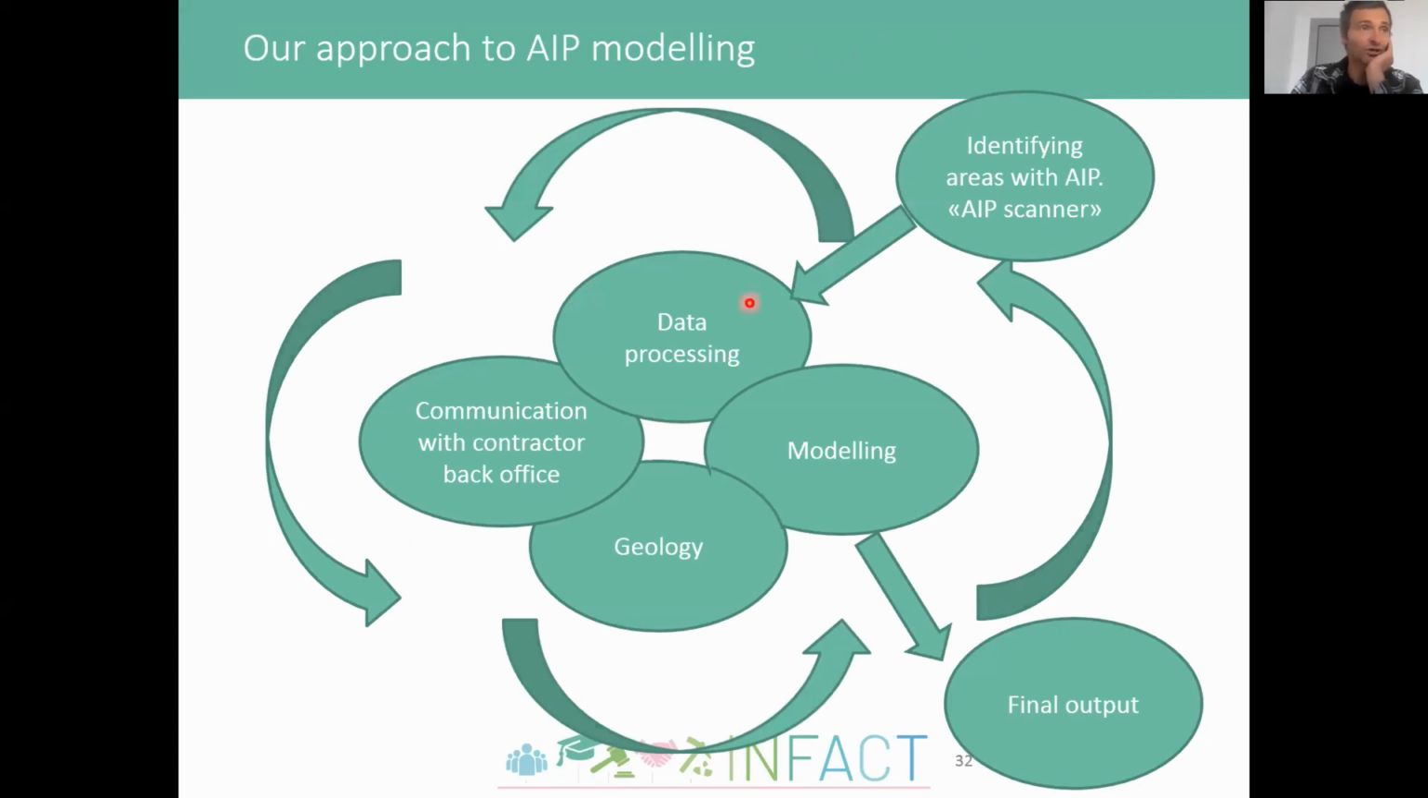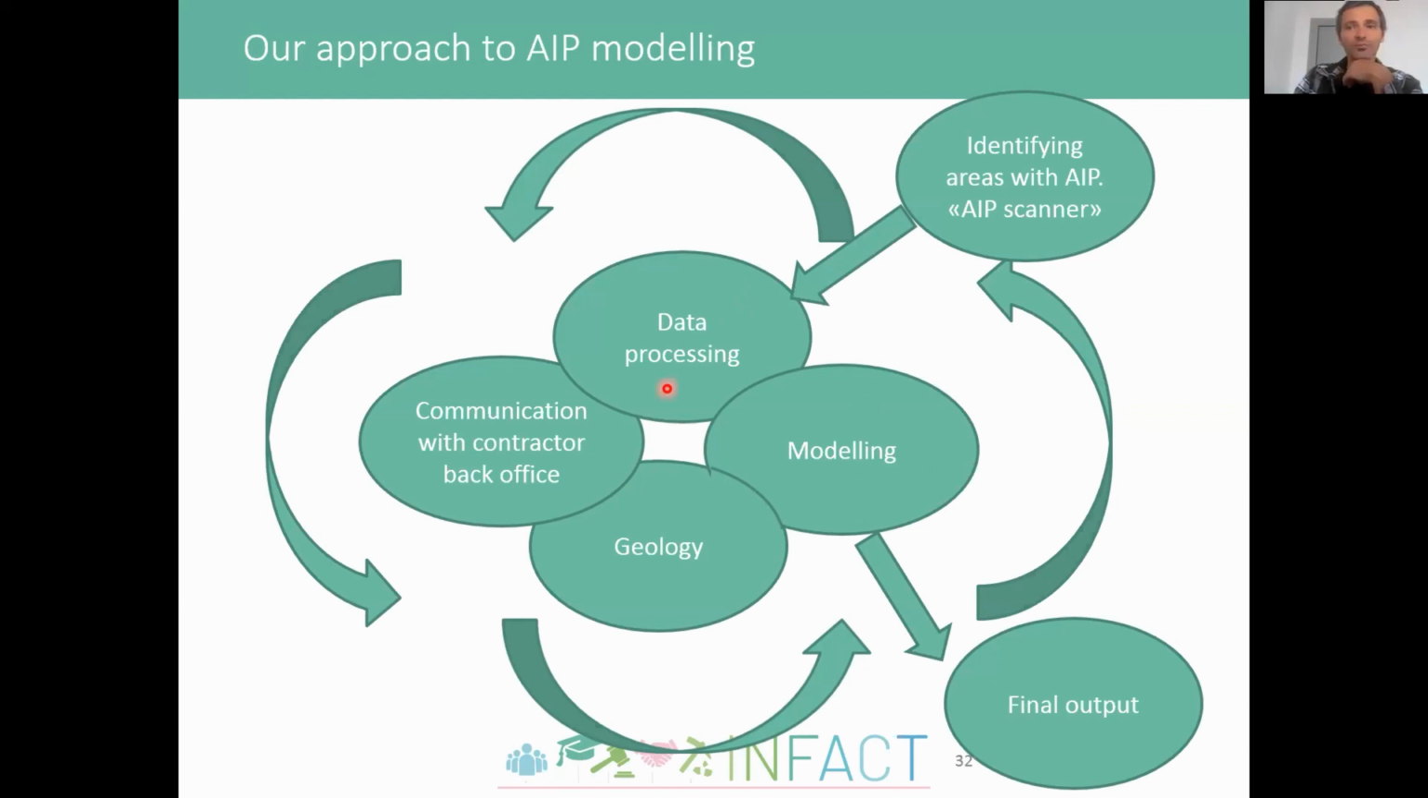There is no machine learning, there is no magical button. You actually have to sit with the data and think a lot about it because there are many things that go into it. Data processing feeds back with communication with the contractor's back office very often, because how they take away bias and things like that can have a huge effect on how the IP effect looks. Then you have to take geology into account, then modeling, and then you go back, run and run in circles, and then you have your final output.